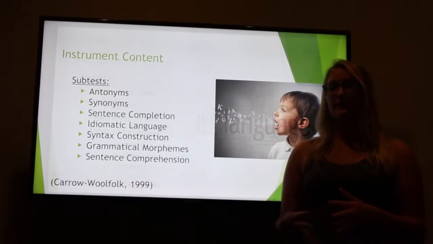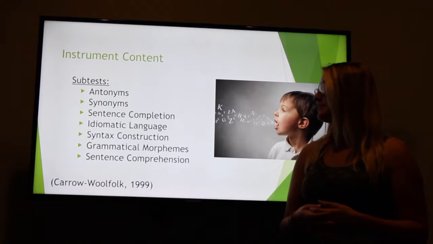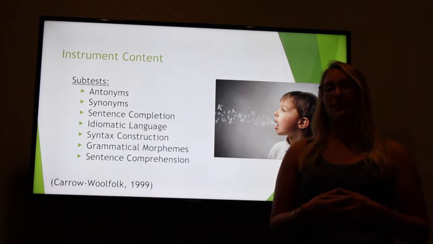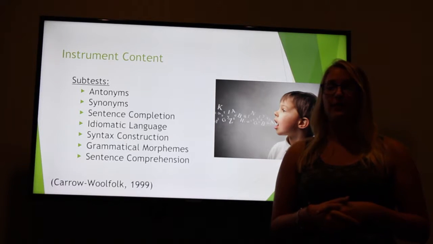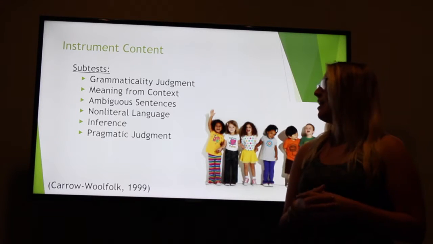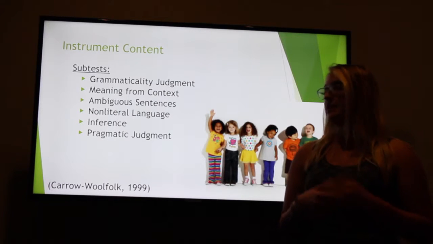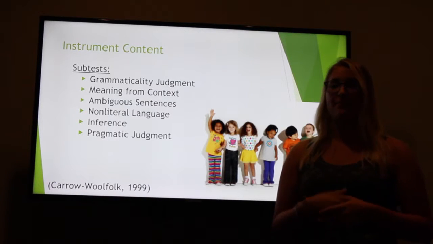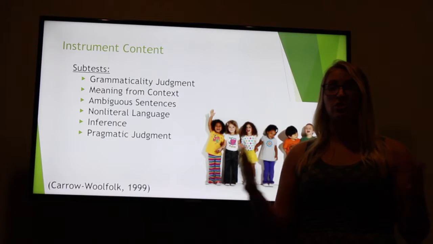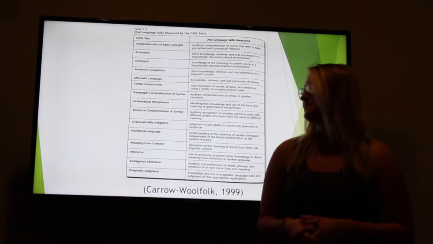Some subtests that are included in the CASL are antonyms, synonyms, sentence completion, idiomatic language, syntax construction, grammatical morphemes, sentence comprehension, as well as grammaticality judgment, meaning from context, ambiguous sentences, non-literal language, inference, and pragmatic judgment. The next slide will go into further detail based on the manual's description of each subtest, just so you guys get a better idea of what each subtest measures and examines.